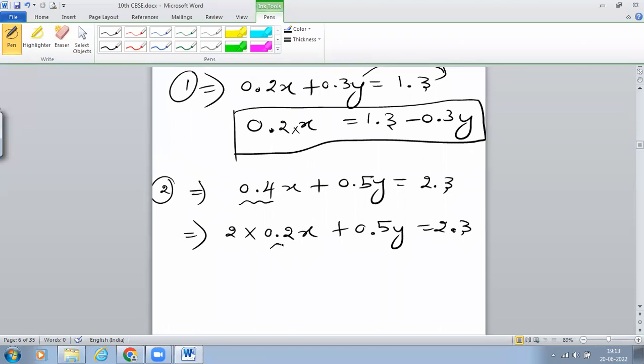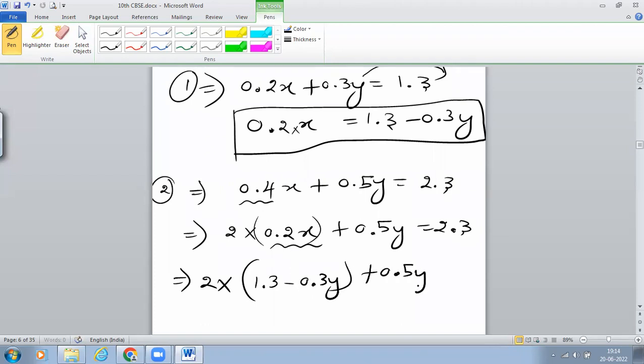Now in the next step, we know the value of 0.2 times x. What is the value of 0.2 times x? That is 1.3 minus 0.3y. So I can replace this 0.2 into x by this value. So we get 2 times, and in the place of 0.2x I'm replacing the value 1.3 minus 0.3y, plus 0.5 into y, which is equal to 2.3.